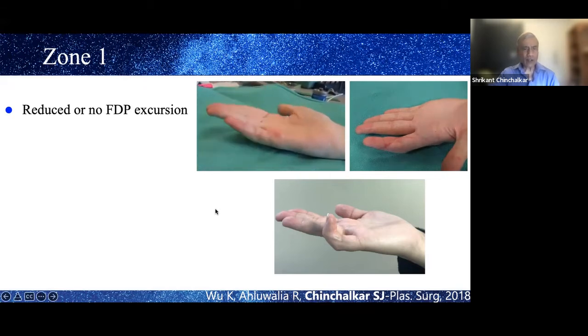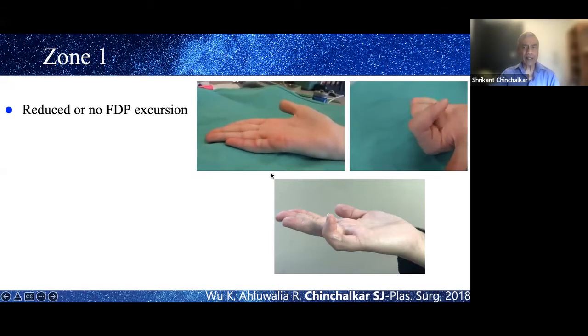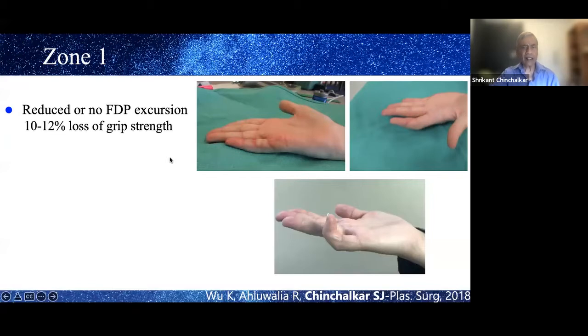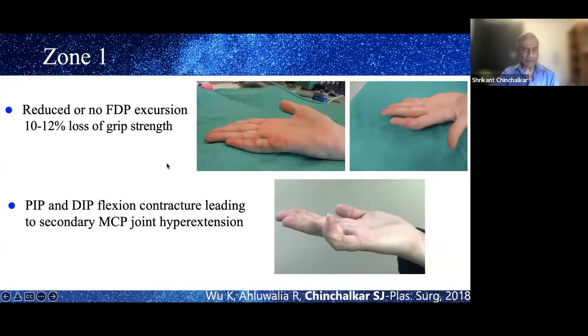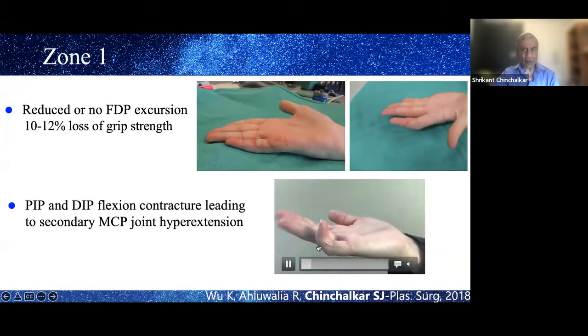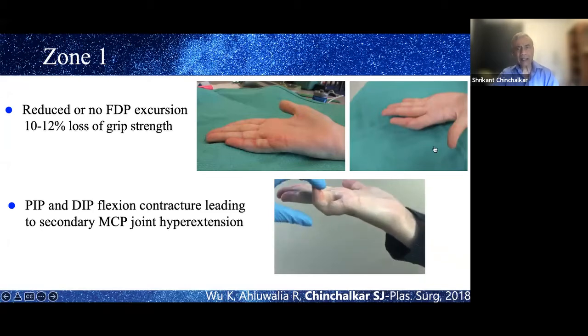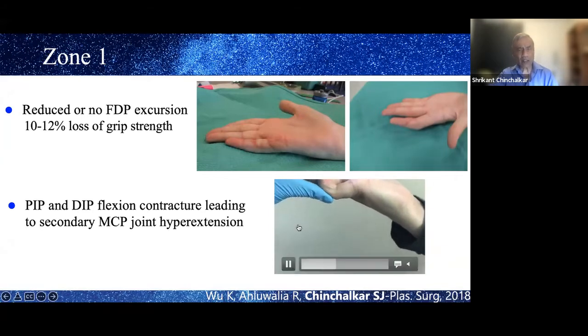And if patients have reduced gliding of the flexor digitorum profundus, then it's very likely that they will have somewhere between 10 to 12% loss of grip strength. That comes from one of my studies looking into loss of grip strength, especially when there is reduced gliding of the flexor digitorum profundus. The other factor is if the profundus is transected in zone 1 and has retracted proximally, then the amount of exposure required is much greater.